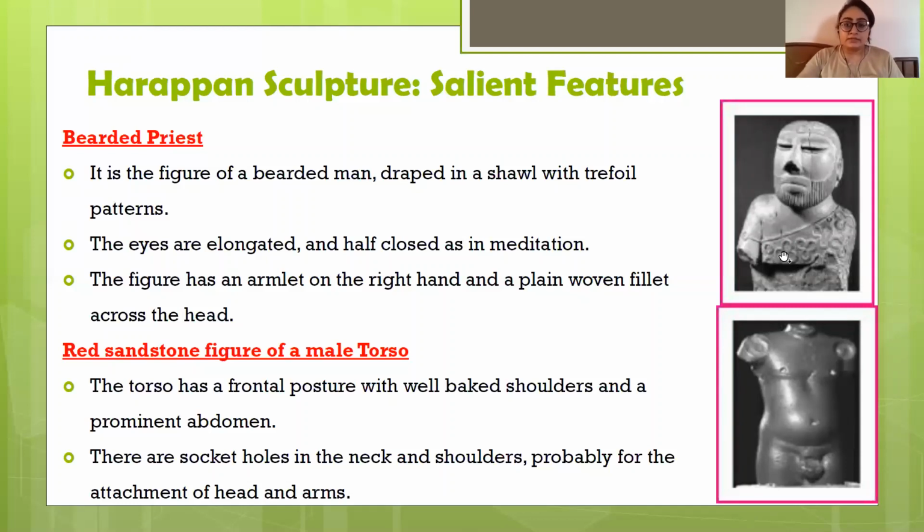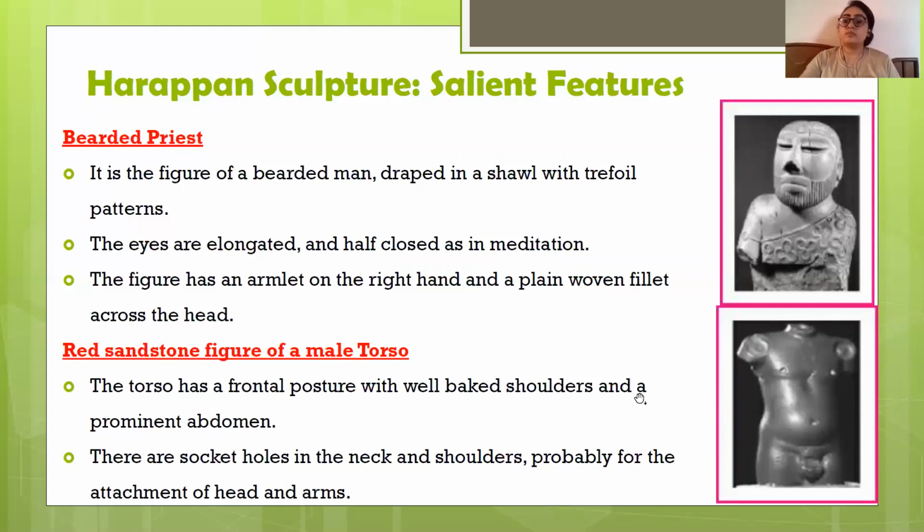Okay, the next sculpture that you find in Harappan sites is the red sandstone figure of a male torso. Here you can see. The torso has a frontal posture with well-baked shoulders and a prominent abdomen. You can see the finishing. Here are the shoulders. Here is the abdomen, which looks so real. Then there are socket holes in the neck and shoulders, probably for the attachment of head and arms.